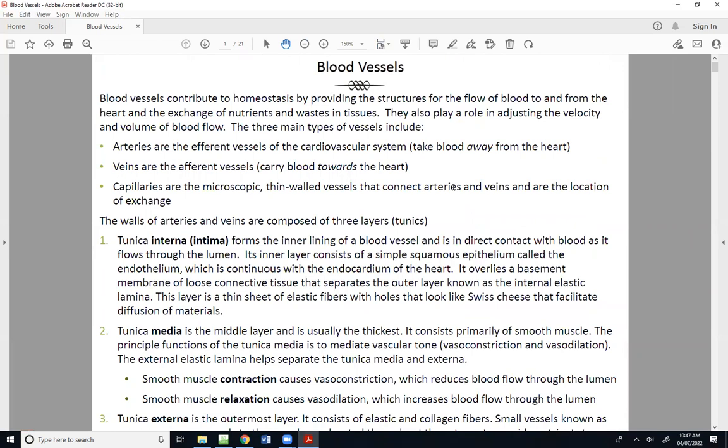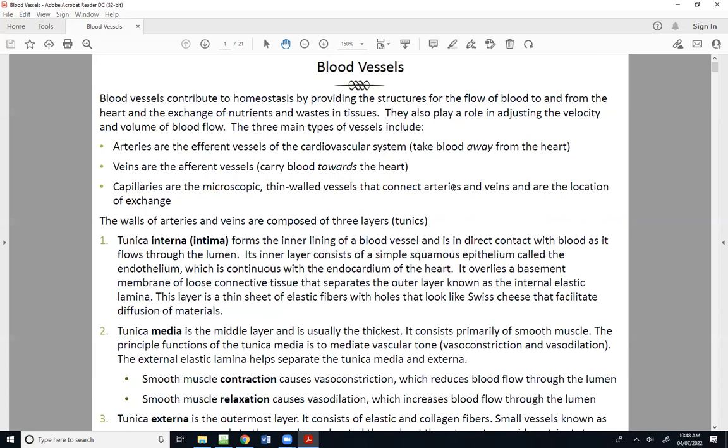These are the last structures of the cardiovascular system that we're going to talk about. They are going to contribute to homeostasis by providing the structures for the flow of blood to and from the heart, as well as the exchange of nutrients and waste in our tissues. They also play a role in adjusting the velocity or speed at which blood flows and the volume of blood, which relates to how much blood we have.